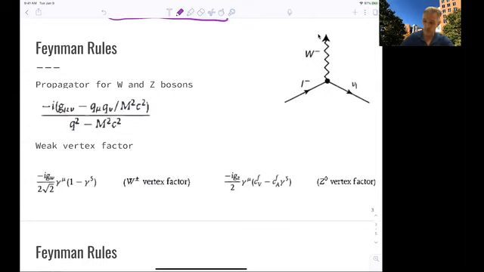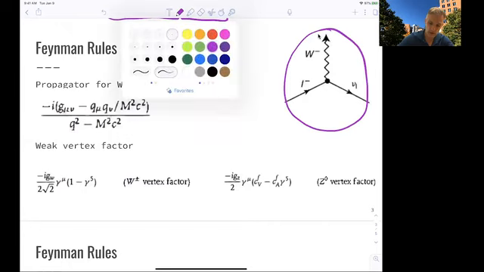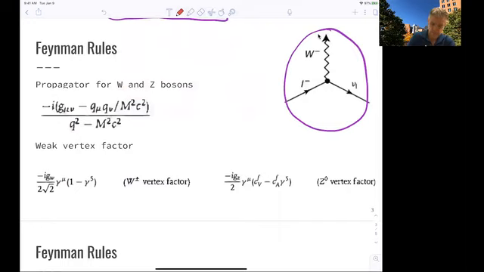Okay. So we can, for example, look at this vertex here, or this component of a Feynman diagram. And what we need to analyze this is the propagator for the W and Z boson and the vertex vector. So this vertex vector now looks a little bit more complicated than for QED and QCD, because the W boson and the Z boson carry mass. Okay, so we have those additional factors, Q square minus M square, and this Q square over M square term as well.